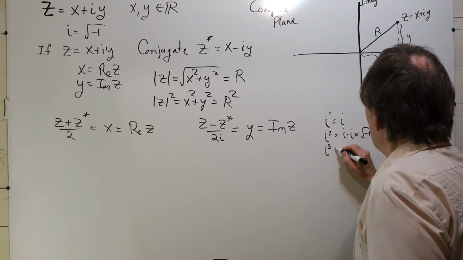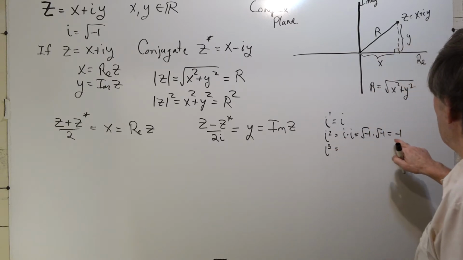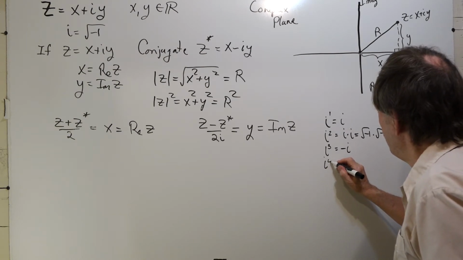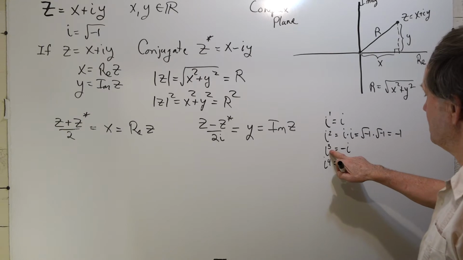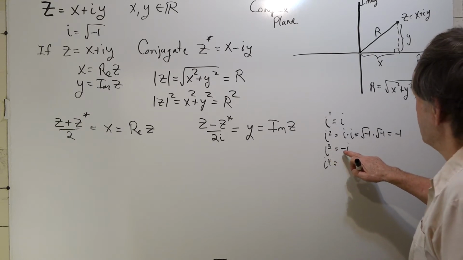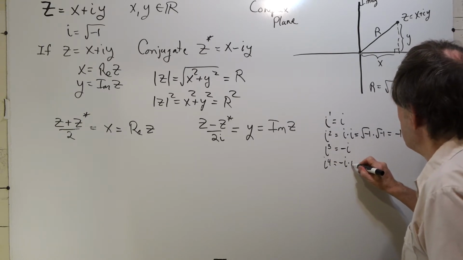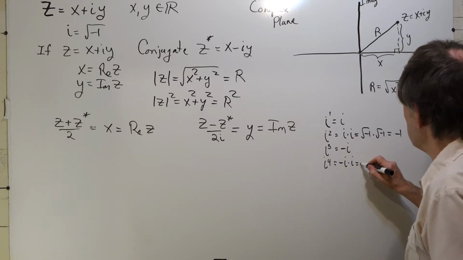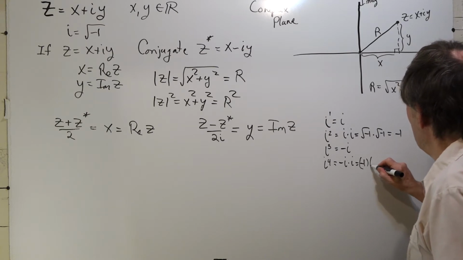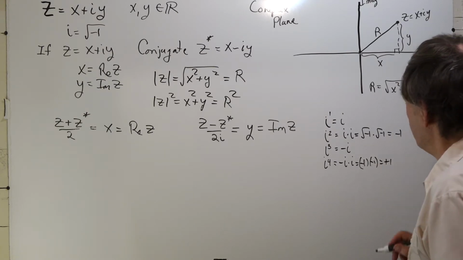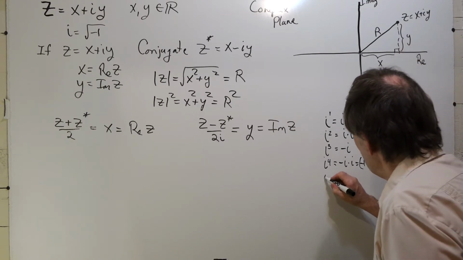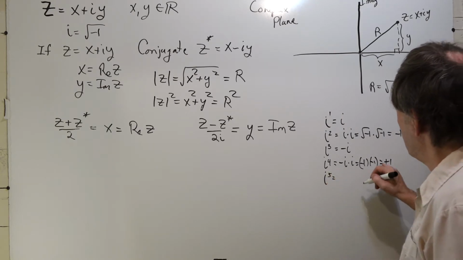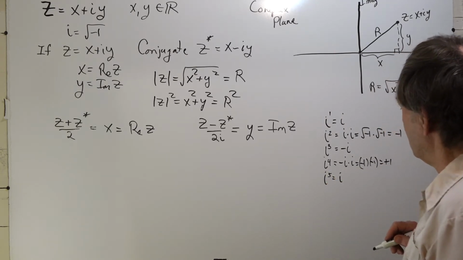i cubed is i squared times i, or minus 1 times i, or minus i. i to the 4th power is i to the 3rd power times i. So that becomes minus i times i. And again, we have i times i, which is minus 1. So this is minus 1 times minus 1, or a positive 1. Now, if we take i to the 5th power, it's i to the 4th power times i, or plus 1 times i, and we're back to i.